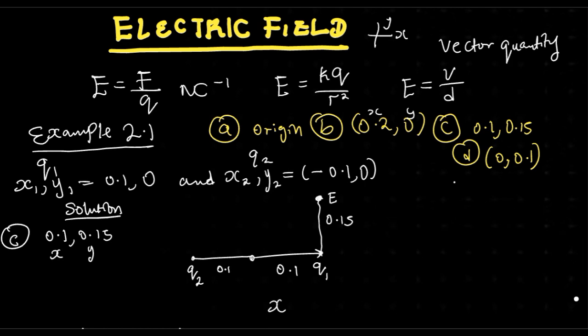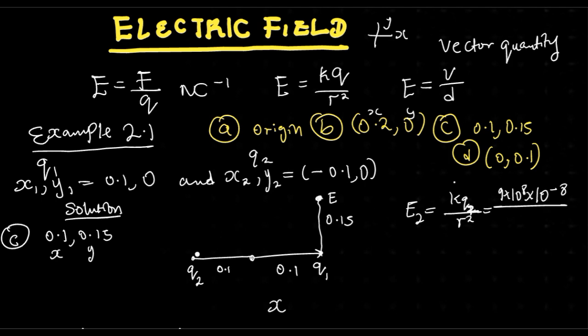Let's calculate for E2 now. So E2 is equal to K Q2 all over R square. So our K, we already know, what's our K? Our K is 9 times 10 raised to power 9, times our Q2, which is 10 raised to power minus 8. Then our R square, what is our R? Our R is the distance of E to Q2.